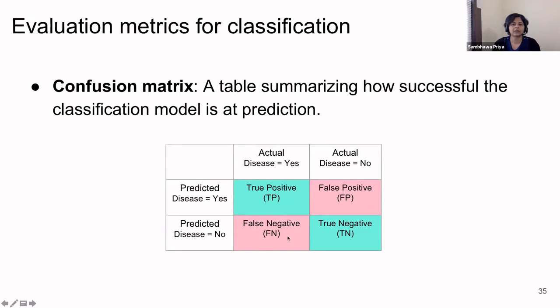And this is also known as the type 2 error. And then finally the true negatives, where the machine learning predicts no, and in fact the sample is not a disease sample. So that's the confusion matrix.